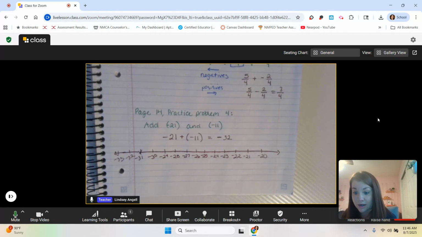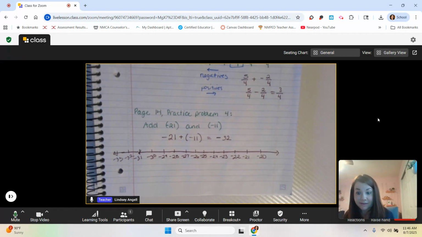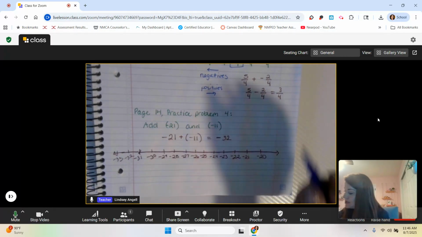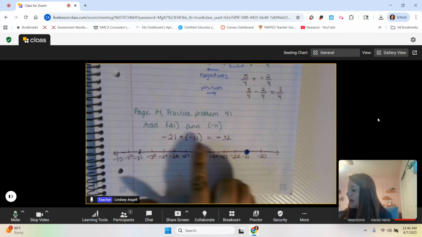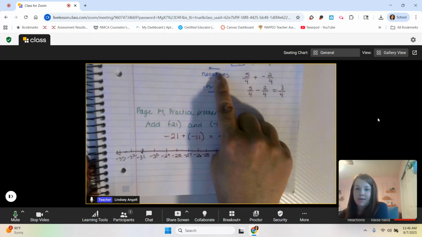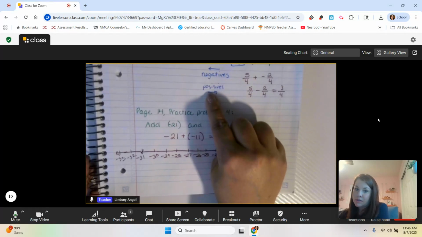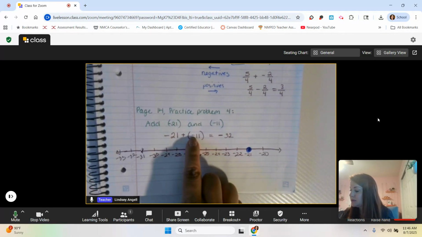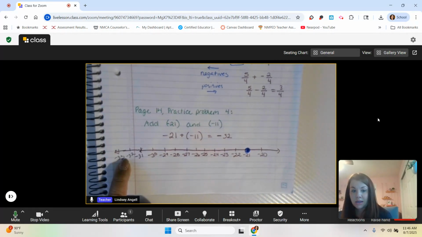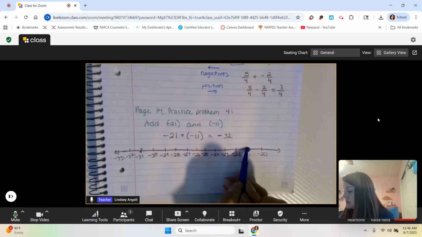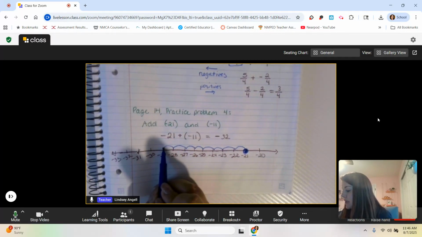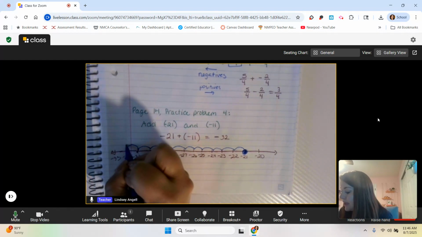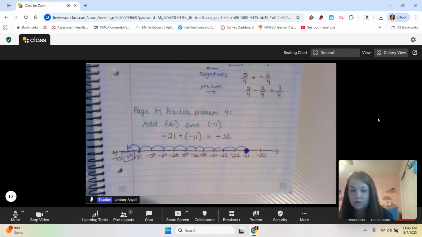So, we started at negative 21. Here we are. Get a different color. We started at negative 21. Okay? We're adding a negative. Remember, from up here, right? Negatives mean we're going to the left. Positive means we're going to the right. But this one's a negative, so that means we're going further to the left on our number line. 11 spaces. 1, 2, 3, 4, 5, 6, 7, 8, 9, 10, 11. There's that negative 32. Not that that's very legible, but hopefully you get the idea.